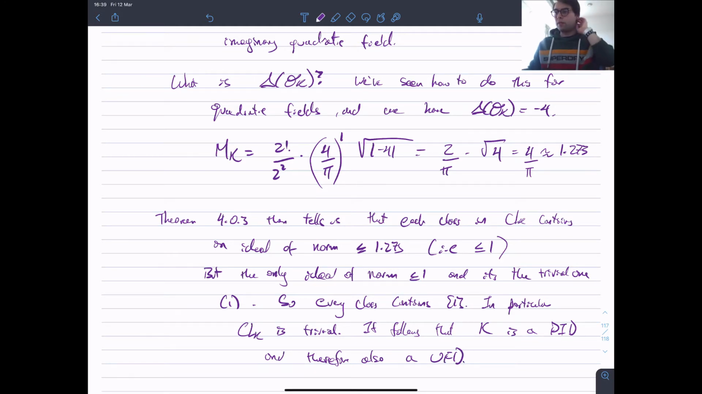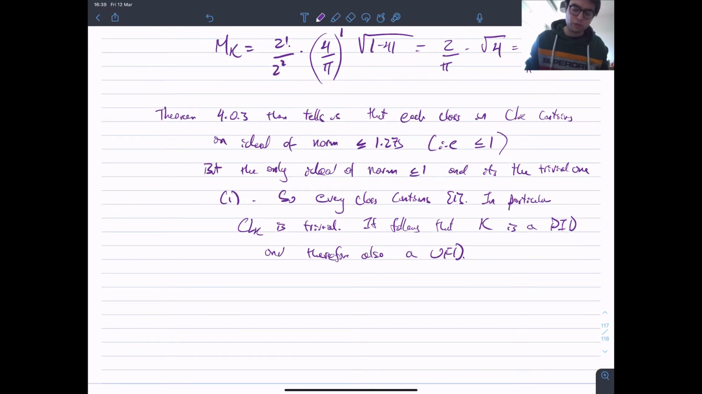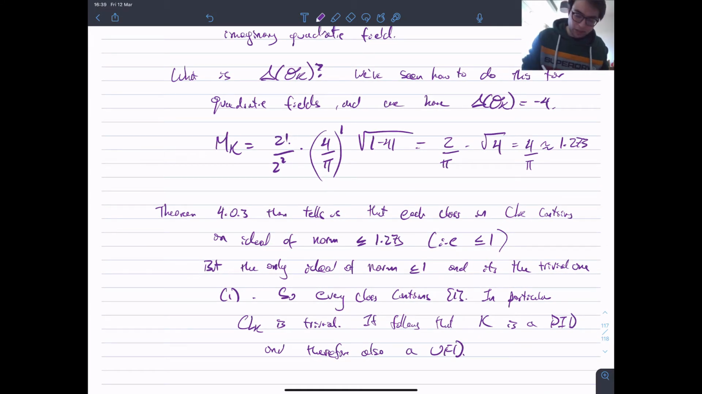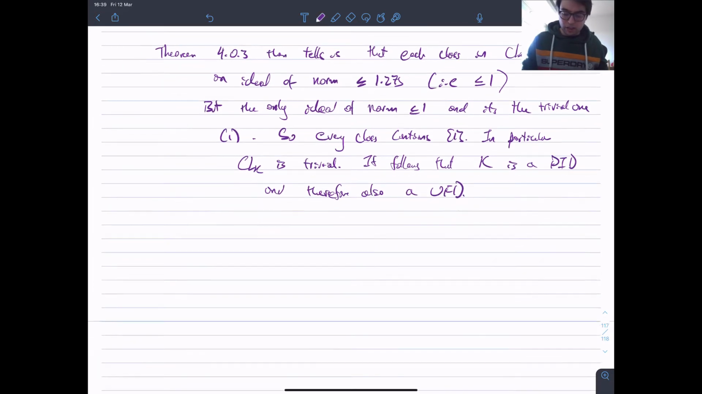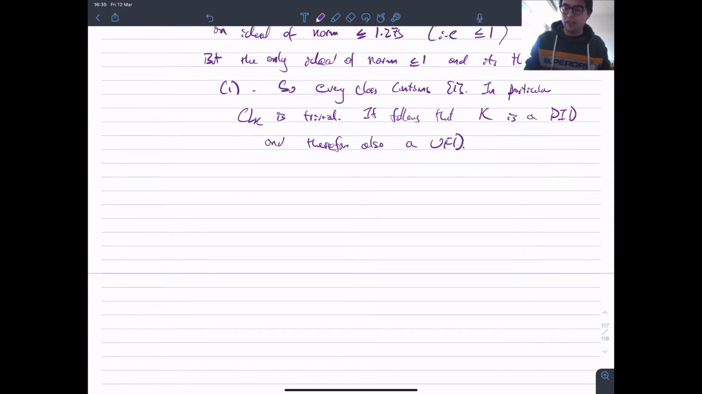Great. Let's do another. This was a very trivial example. Here there was almost nothing to calculate because once we've done the Minkowski bound, basically there was nothing. The Minkowski bound was too small to give us anything useful, to give us any non-trivial classes showing up. So here's two more interesting examples.